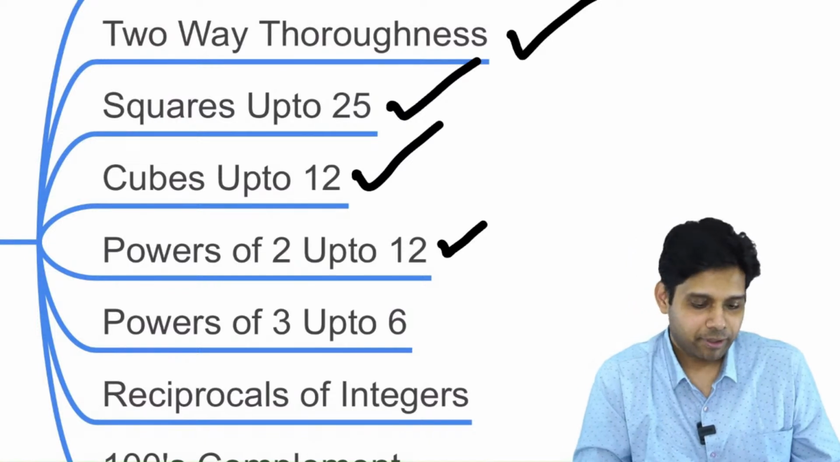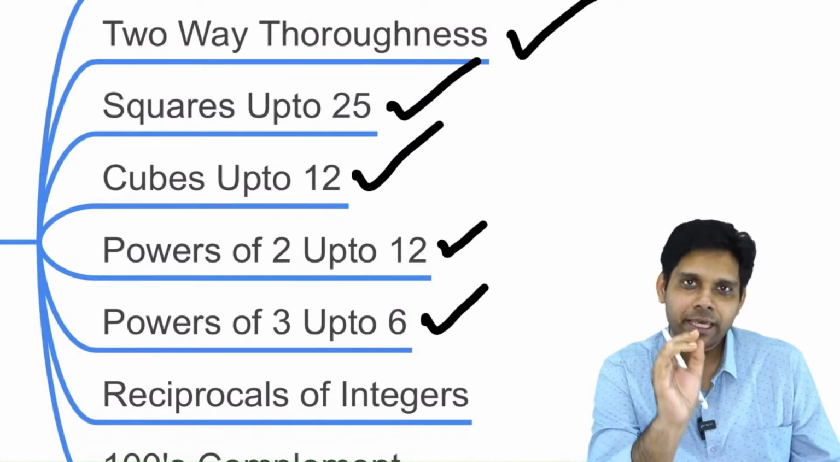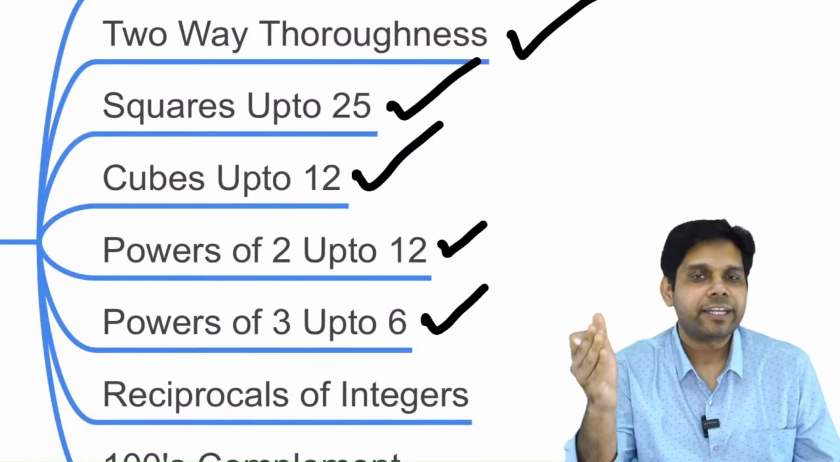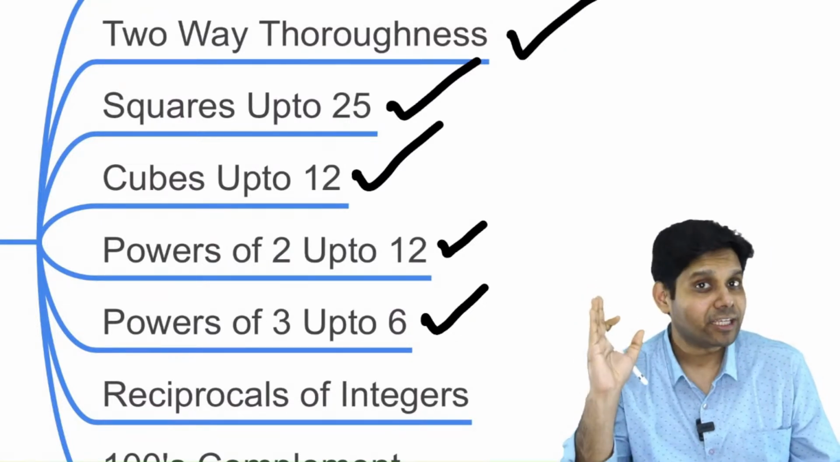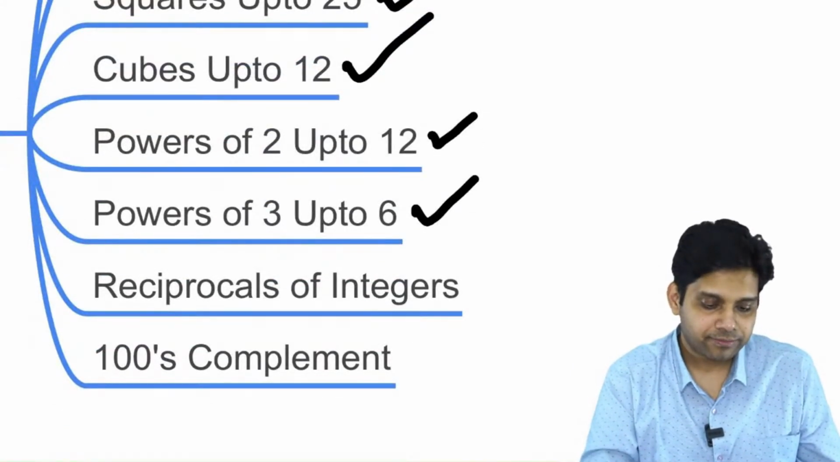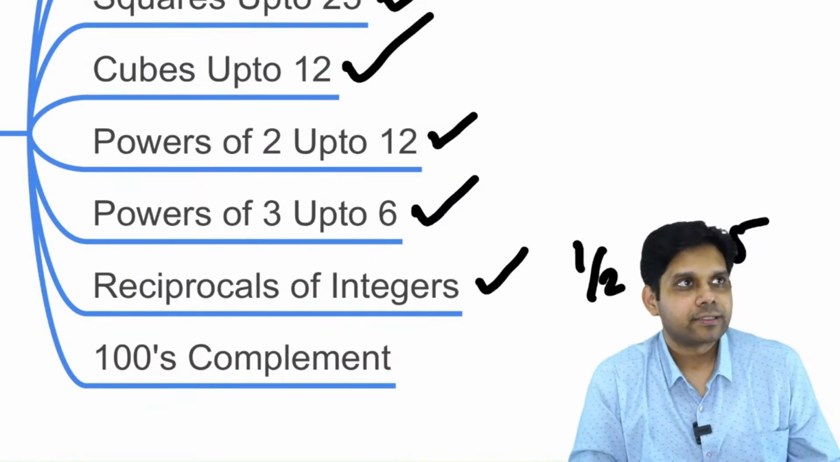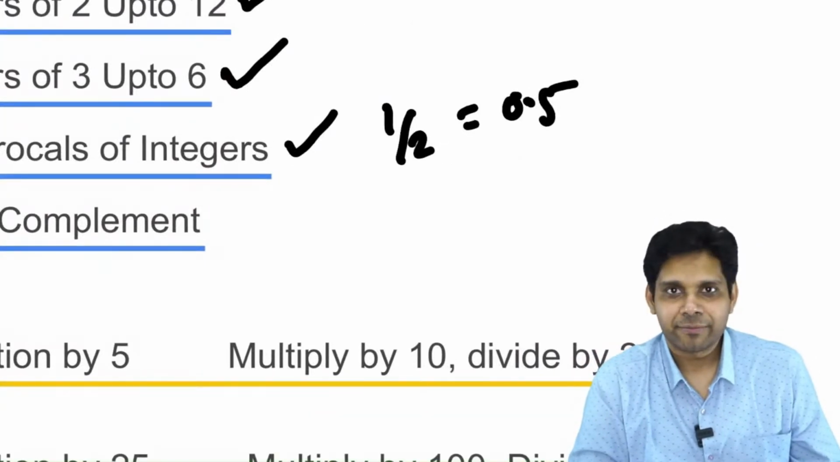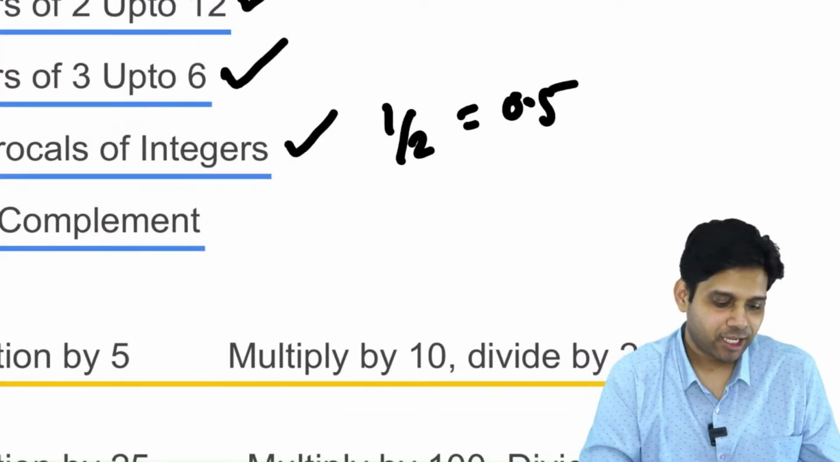Okay. Powers of 3 up to 6. ये सारी चीजें एक बार लिख लो and just remember it, because during solving data interpretation questions, this will come in handy. Okay. Reciprocal of integers. You remember? 1 by 2 is equal to 0.5. Right? Do you remember that? Reciprocal of integers. Correct? Okay.